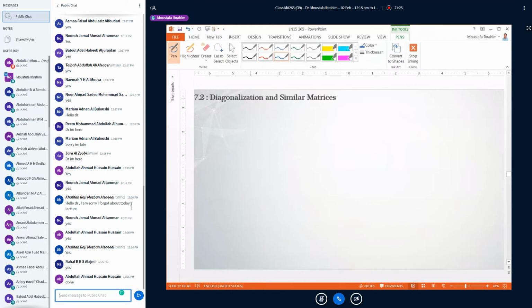Now, diagonalization, what does it mean that A is diagonalizable? Given again an n by n matrix. Okay, guys? So, if we have an n by n matrix, we can find eigenvalues.